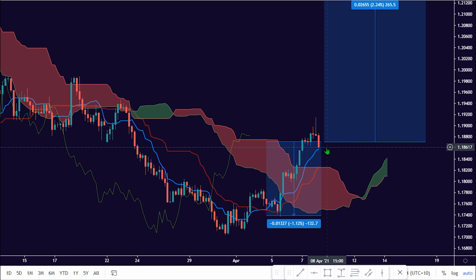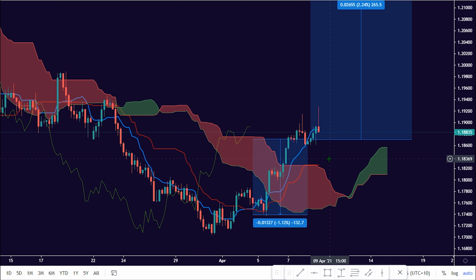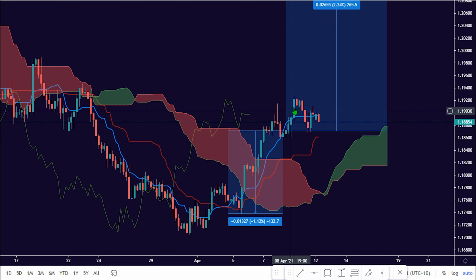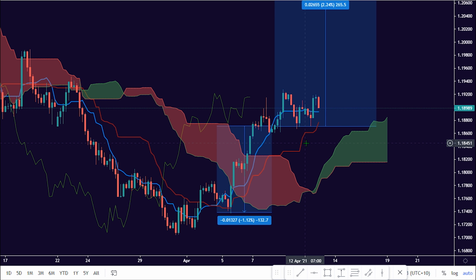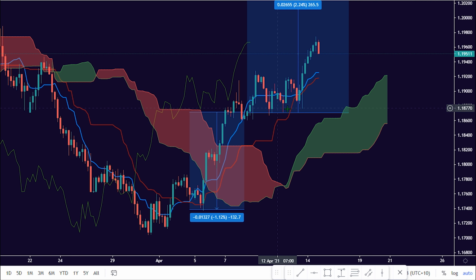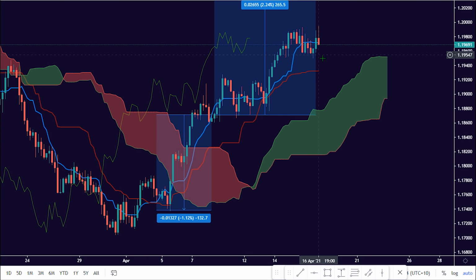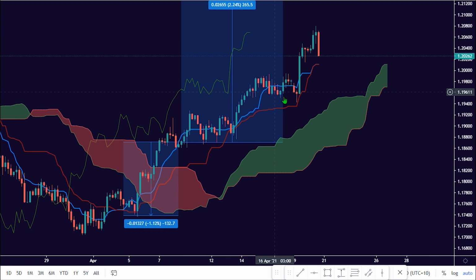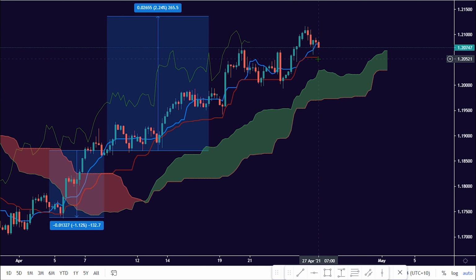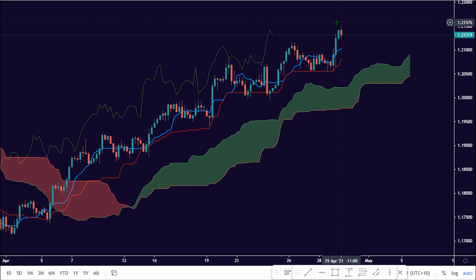Okay, good. The bulls moved price higher. We can see more buyers coming in. We can see how the conversion and baseline acted as support for price here. Also here, it acted as support for price in this bullish trend. Our take profit hit. This is how to trade the reversal of a bearish trend into a bullish trend with the Ichimoku cloud indicator.